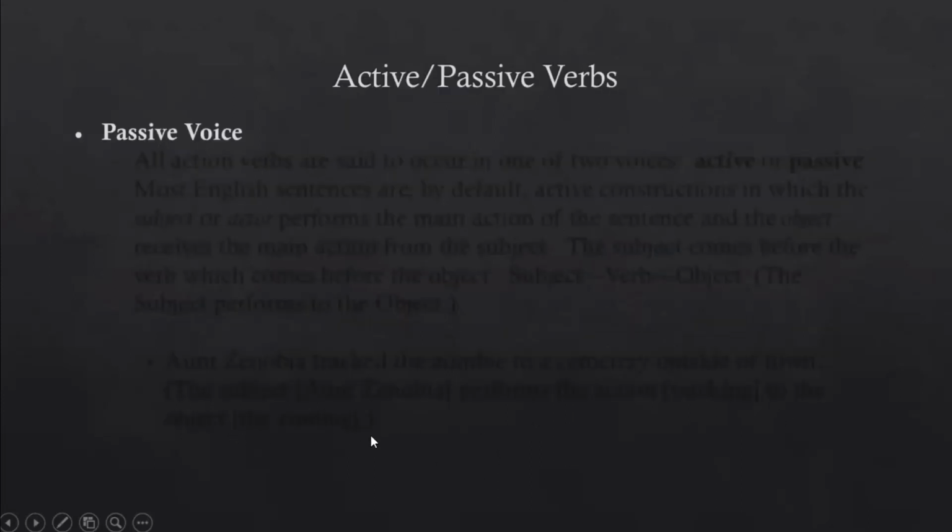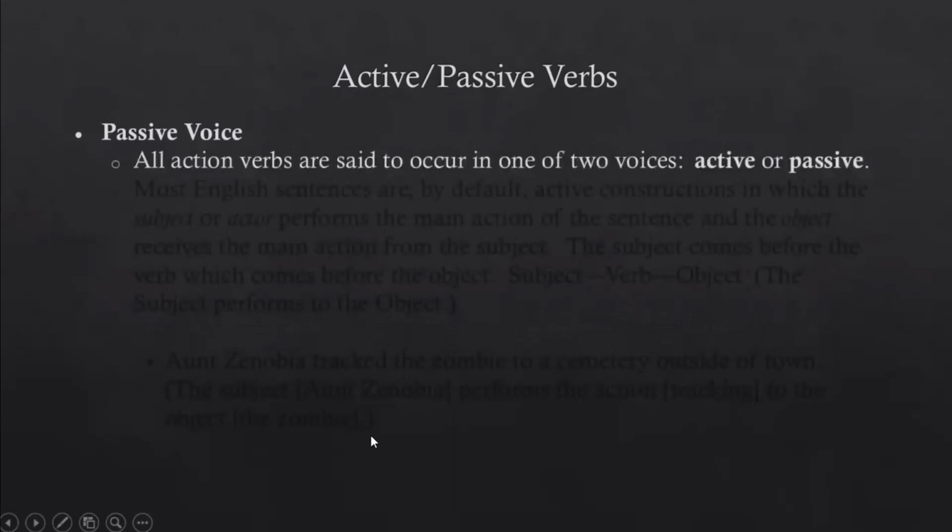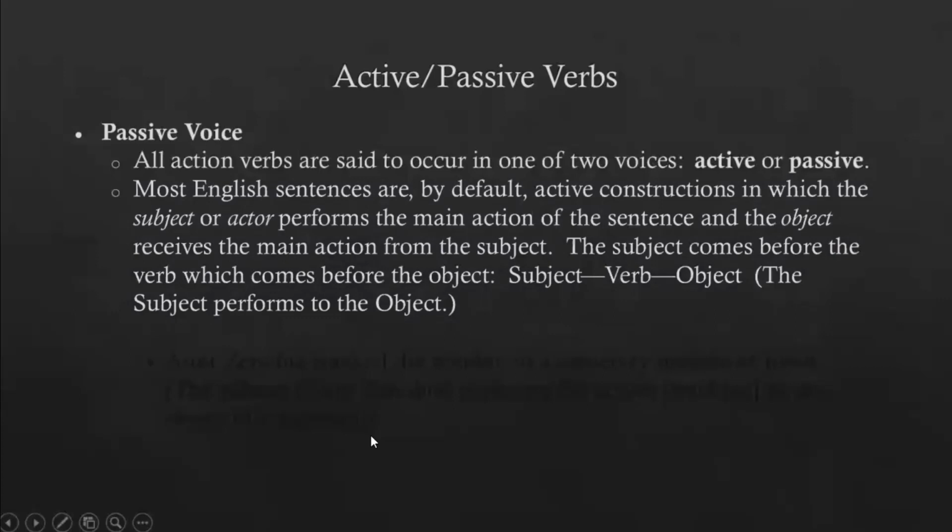So let's talk about active versus passive verbs. Passive voice. All action verbs are said to occur in one of two voices, active or passive. Most English sentences by default are active constructions in which the subject or the actor performs the main action of the sentence and the object receives the main action. We've already talked about that. So the subject comes before the verb, which comes before the object. And so it looks like that. Subject, verb, object. The subject, noun, performs verb to the object, noun.